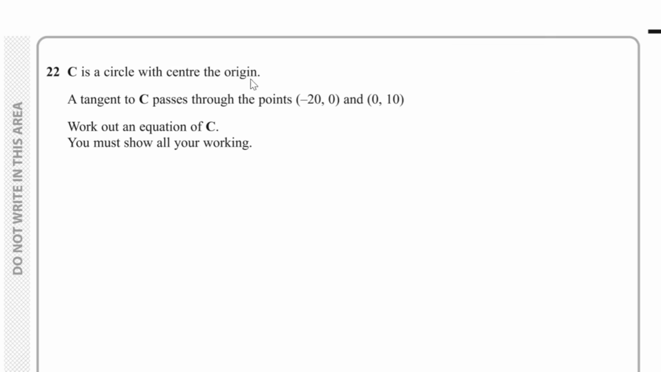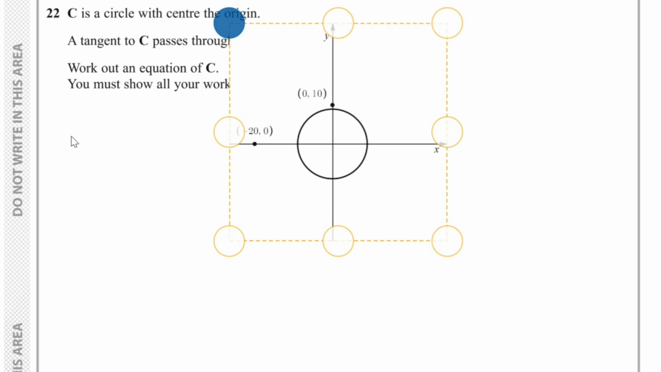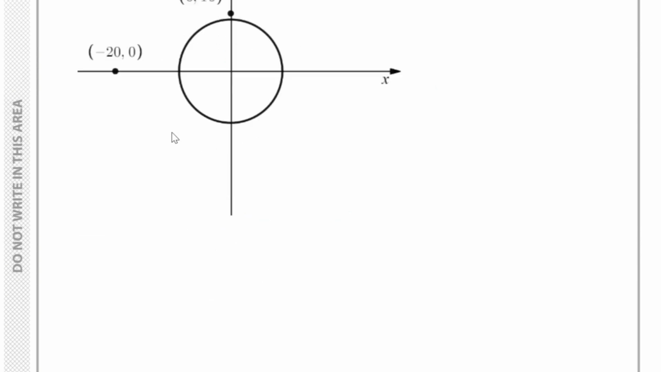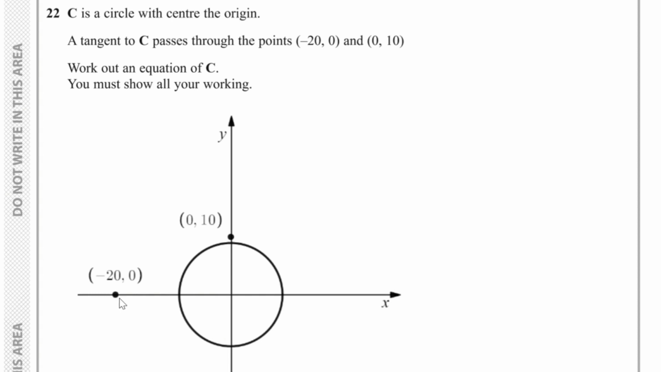Question 22. We've got C, which is a circle with the centre at the origin. The tangent to C passes through the points minus 20, 0 and 0, 10. And what we have to do is work out an equation of C. You must show all of your working. Well, let's draw a diagram. Here we've got the circle and we've got the points minus 20, 0 and 0, 10. And what we also know is we've got a tangent to the circle which passes through these points. What we need to do is find out the equation of the circle C.